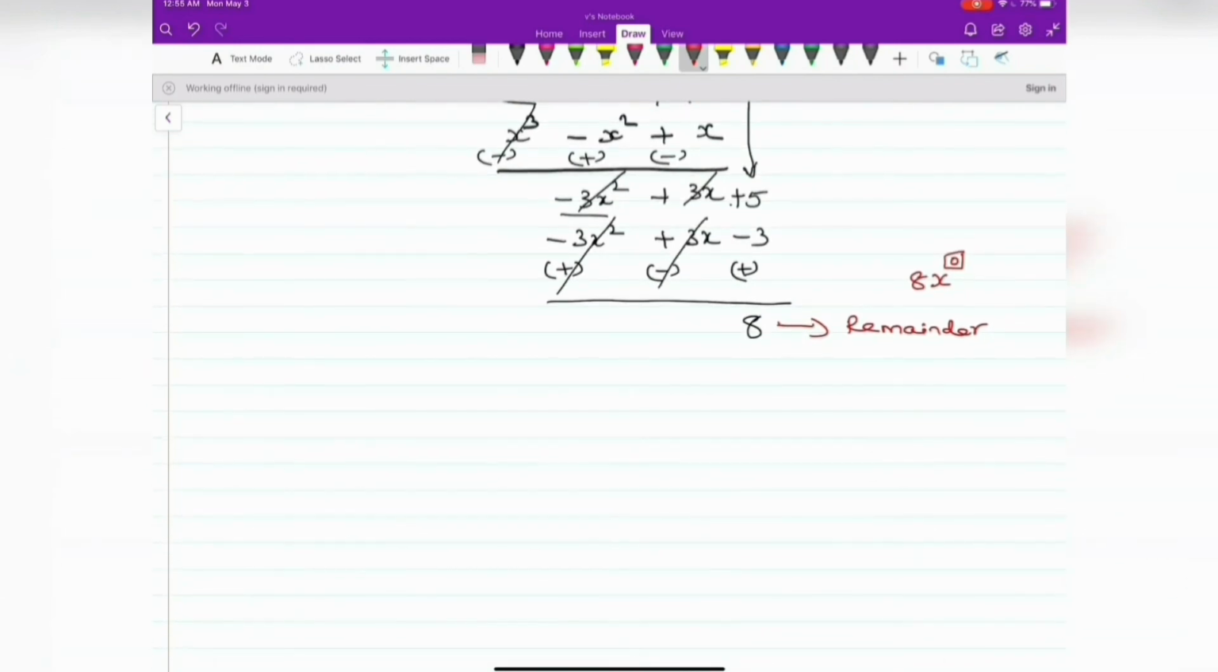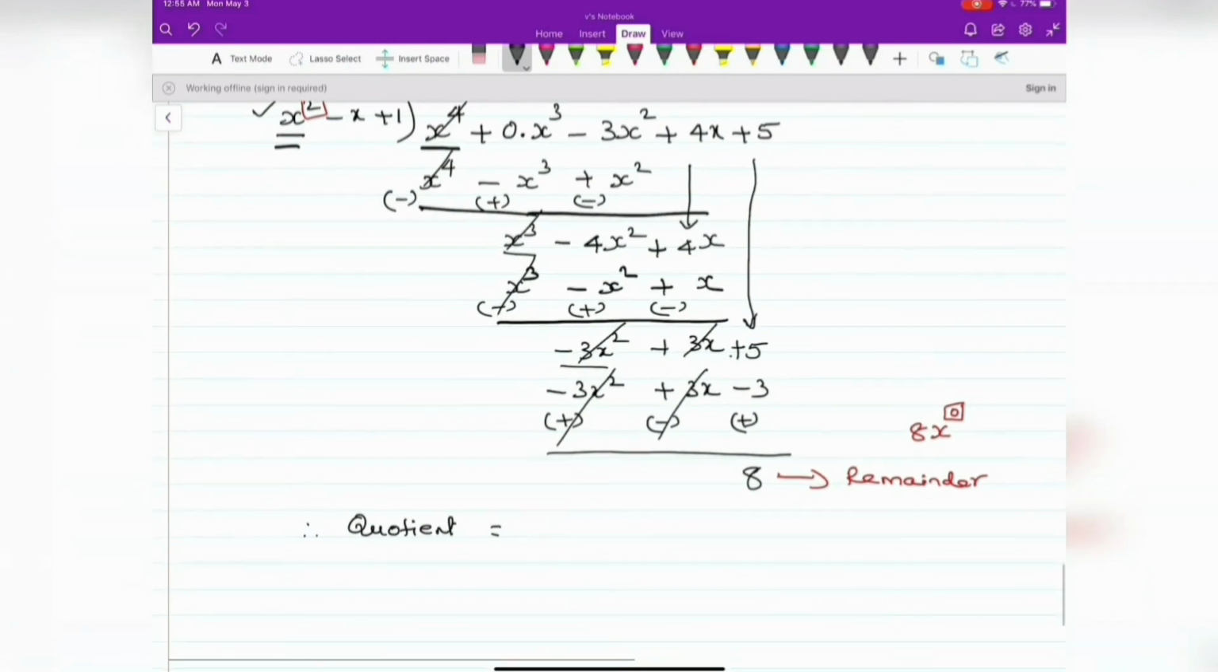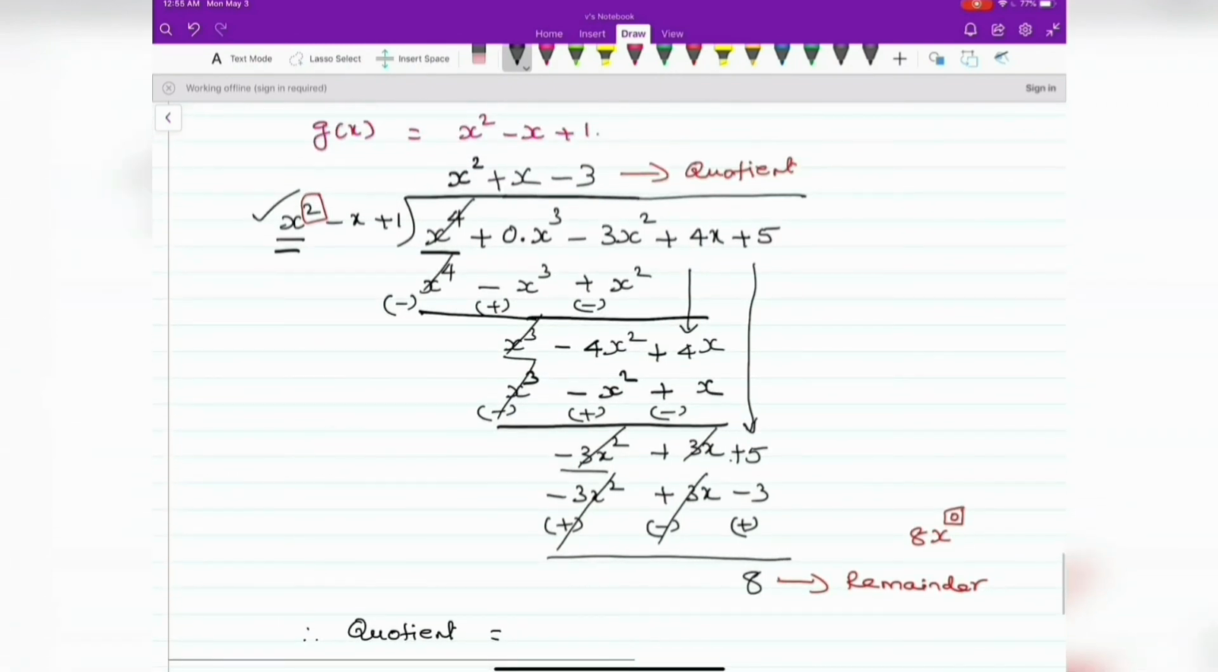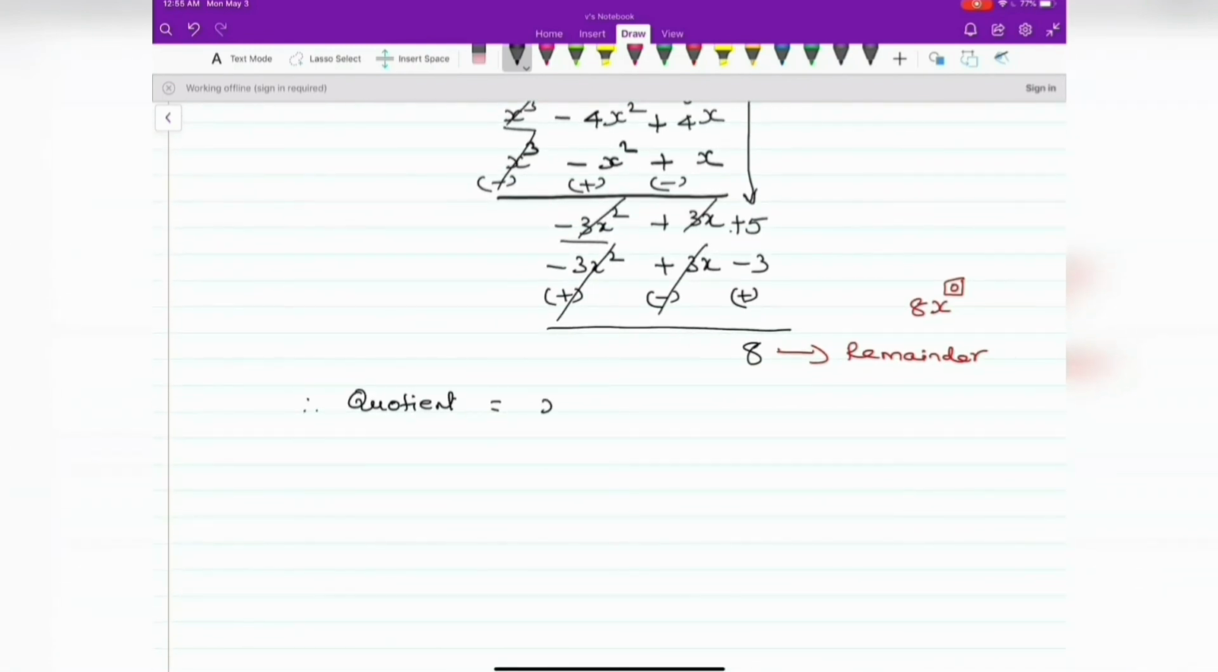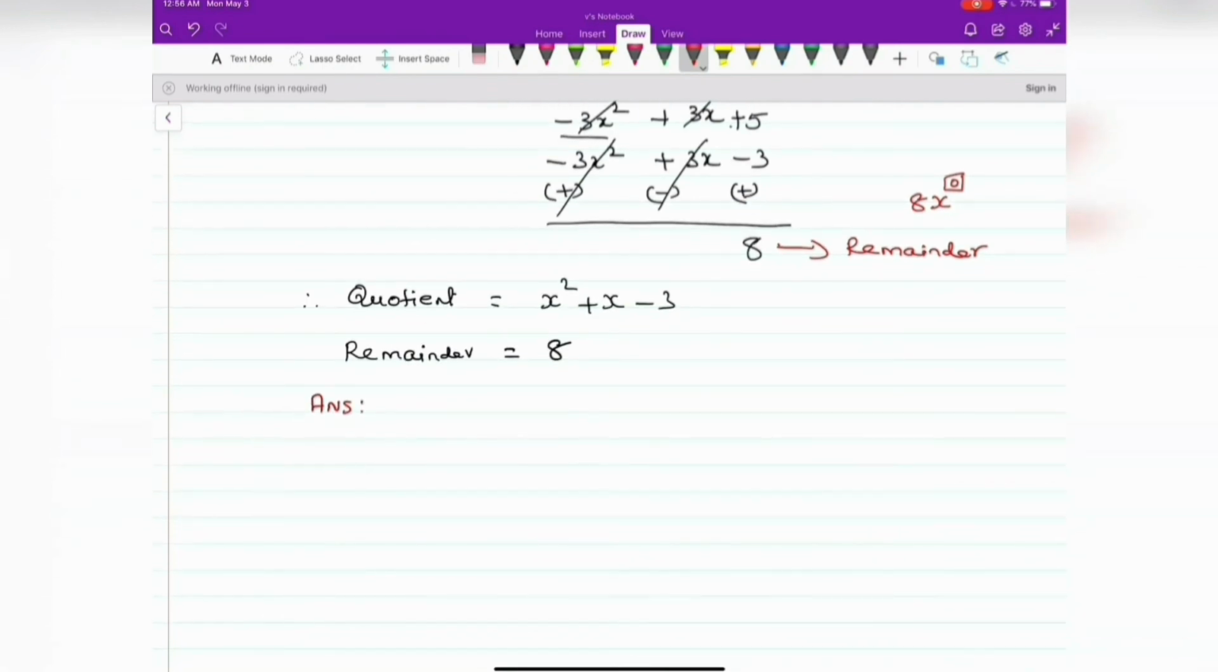Yes. So, let me write over here. Therefore, quotient is equal to x square. That is what I got here. X square plus x minus 3. And the remainder is equal to 8. Of course, as I told you, the answer has to be written separately, for which marks will be allocated in the board exam.